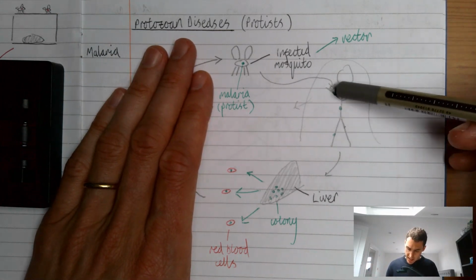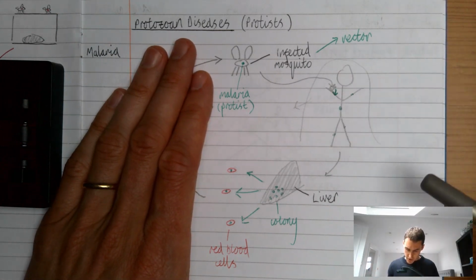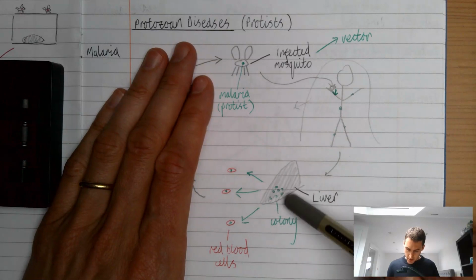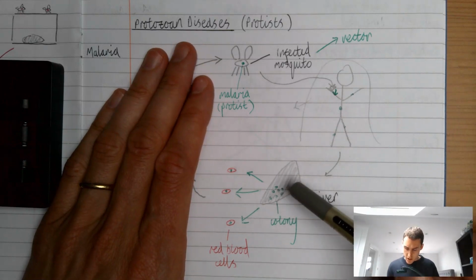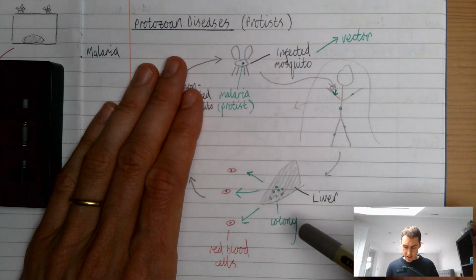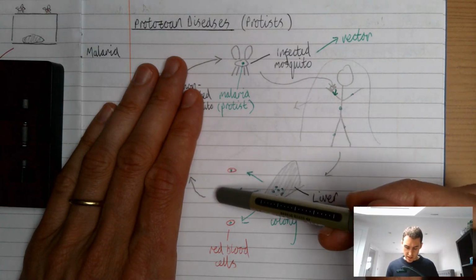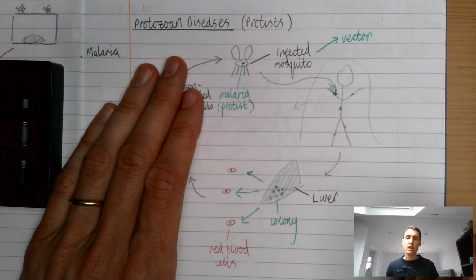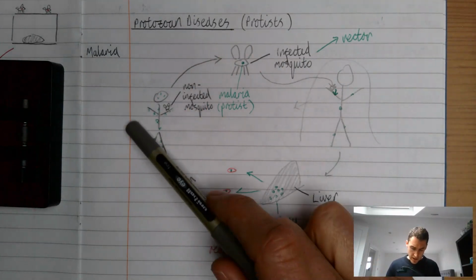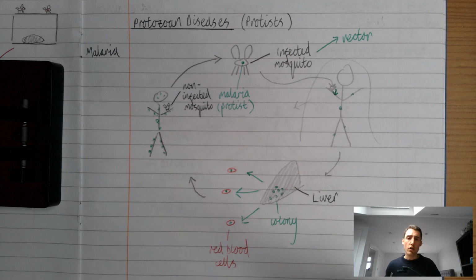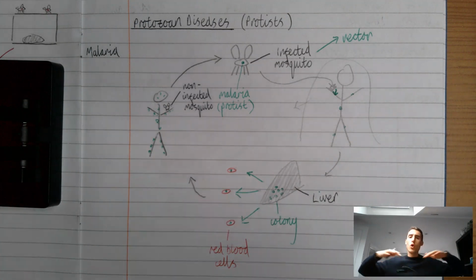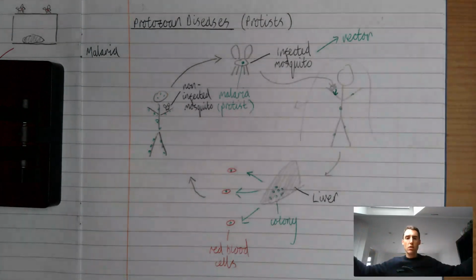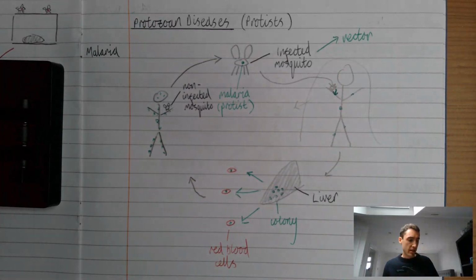You can then say, as this pathogen spreads around the person's body, the protists form a colony inside the liver, and that causes red blood cells inside the person's body to be infected with the malaria pathogen. So what you end up with now is an infected person, and they've got this malaria pathogen all over their body. So now it's spread a lot, and this is going to start causing them to get sick.